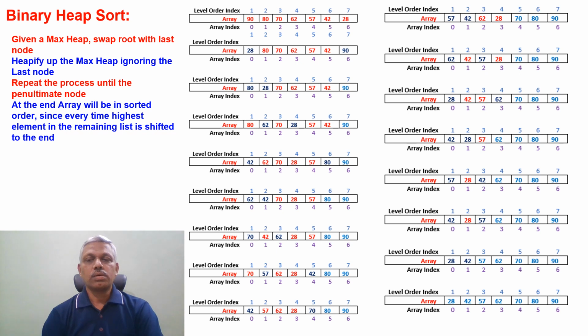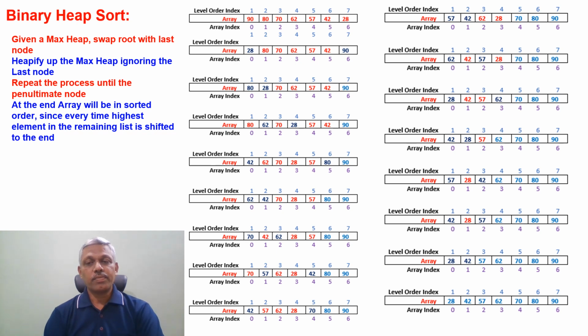Now again, in the third round, 62 is to be swapped with 28, so that 28 reaches the root node position, and 28 is the root node, and 42 and 57 are children. Again we need to swap 42 with 28 and 57 with 42. After swapping, 57 becomes the root node, 28 and 42 become the children. So heap condition is again satisfied.